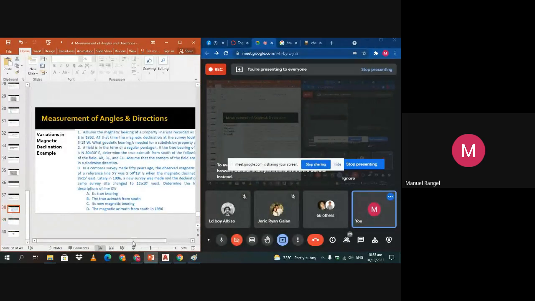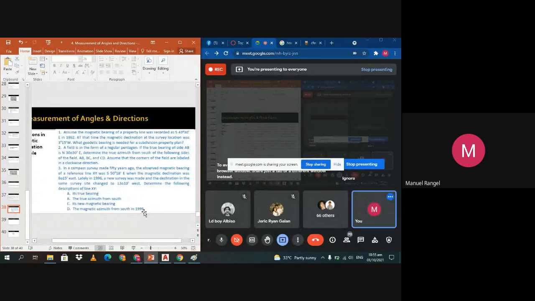Okay. So any questions so far? So this is 8 degrees 15 minutes east. This is also 12 degrees 10 minutes west. Hindi na siya 120. Then determine the following description of the line: true bearing, the true azimuth from south, its new magnetic bearing, and the magnetic azimuth from south in 1996. Okay. So any question?